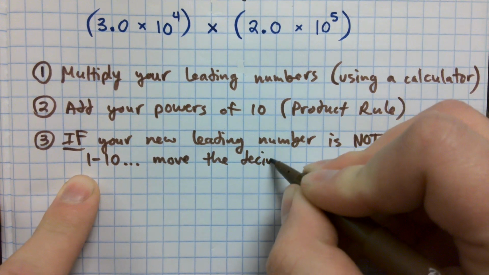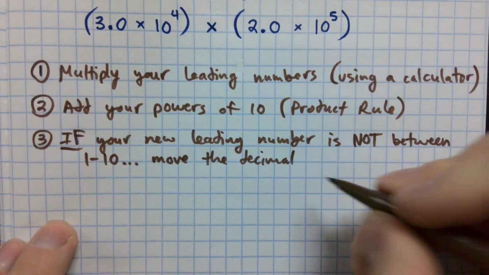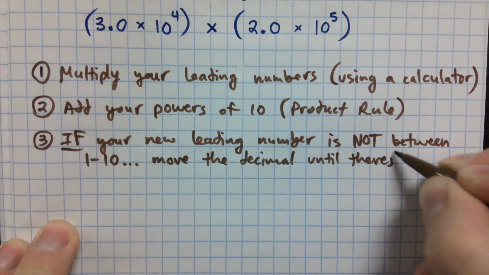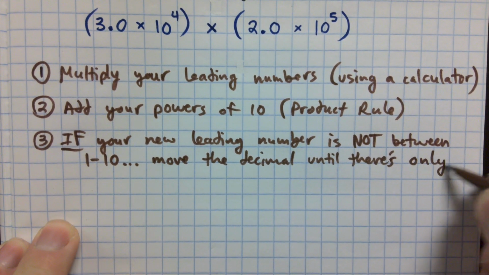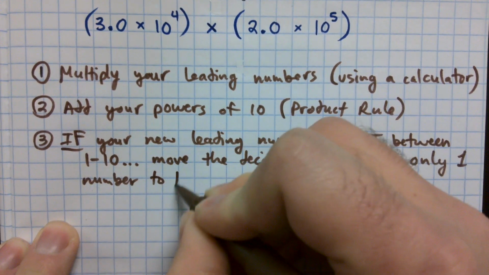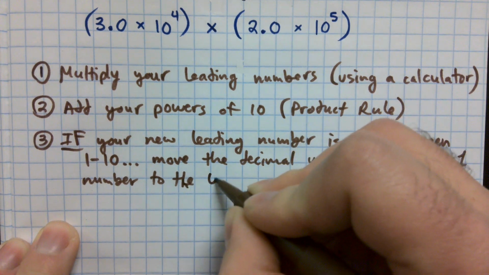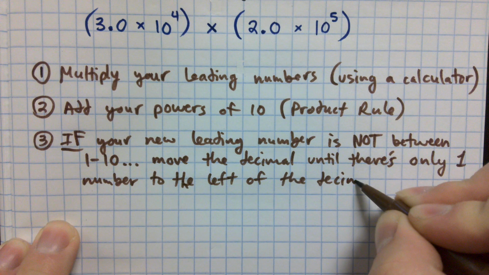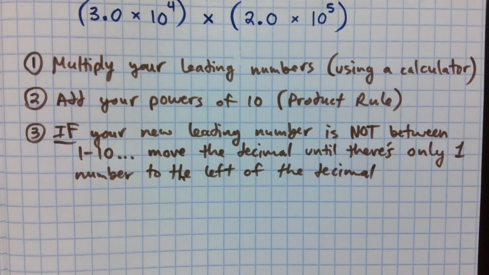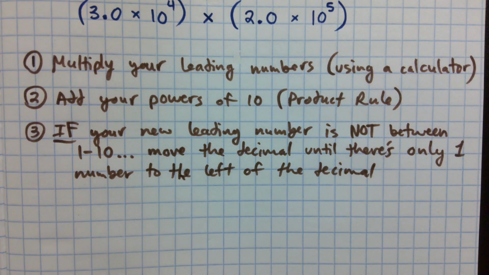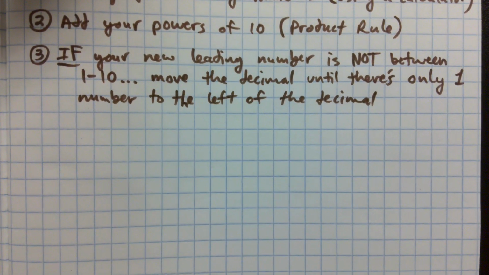move the decimal until there's only one number to the left of the decimal. It's a long step 3, but like I said, it's only needed sometimes. I'm going to move this down.